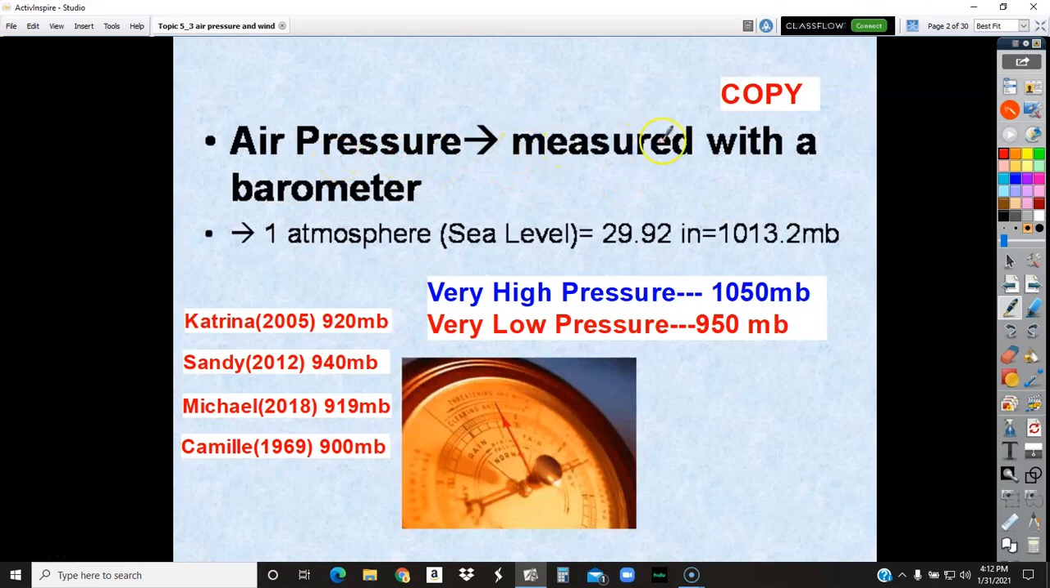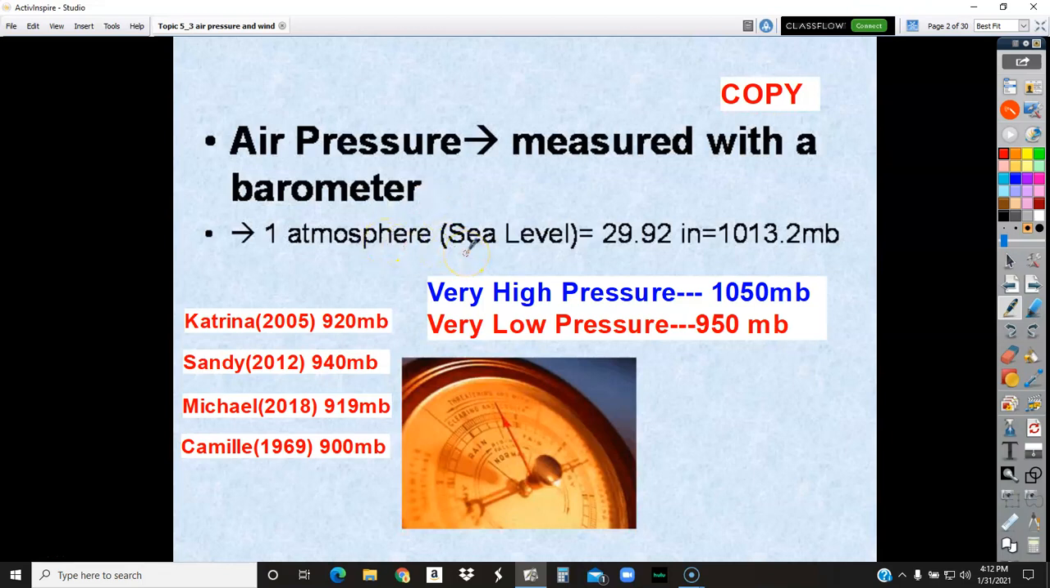Air pressure is measured with a barometer. I went over that last week in the first weather video I talked about. You should know those instruments. Again, thermometer is for temperature, a barometer is for pressure, an anemometer is for wind speed, a wind vane is for wind direction, and a psychrometer is for humidity.